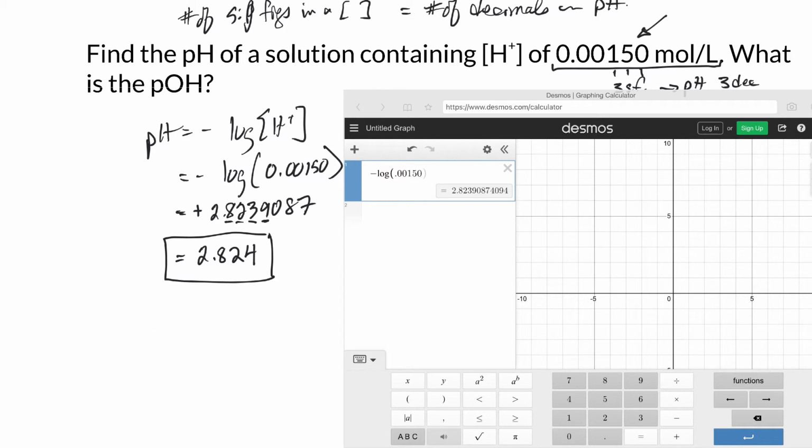Let's try one going backwards. Oh, yeah, this question says find the pH, and then it says find the pOH. I should have done that too. So to find the pOH, I just go 14, take away the 2.824. So it'll come out to what, 11.176, I believe. 3 decimal places, 3 decimal places.